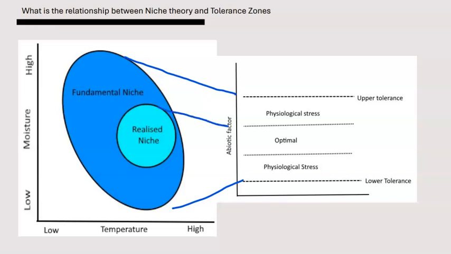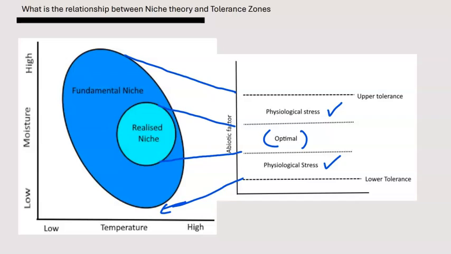The realized niche is more consistent with the optimal conditions in which it can exist and reproduce successfully. Beyond the optimal conditions of the realized niche, the species will endure some kind of physiological stress in which the population will be in a less optimal state of population stability and individual stress for the organism.